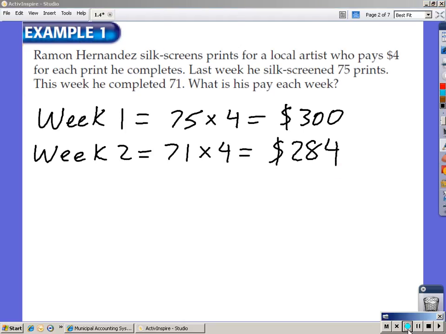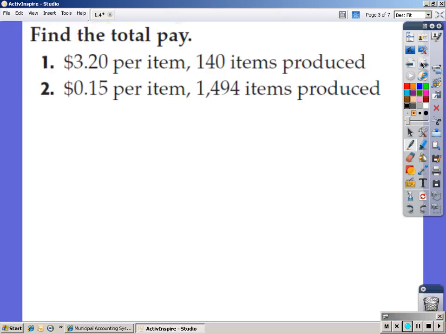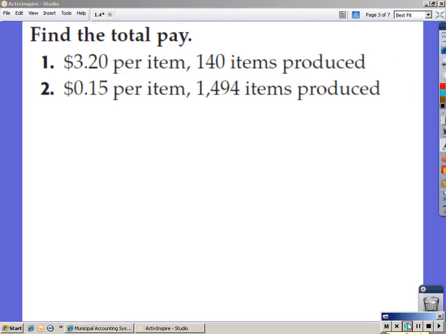Okay, let's take a look at the first problems on the homework. Number 1, you need to find the total pay for each of these. Numbers 1 and 2. Go ahead and work these out. Press pause and play to make sure you did them right.